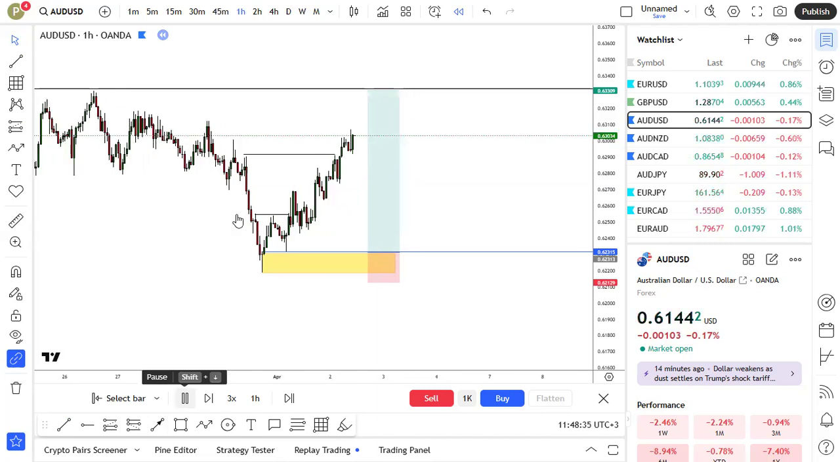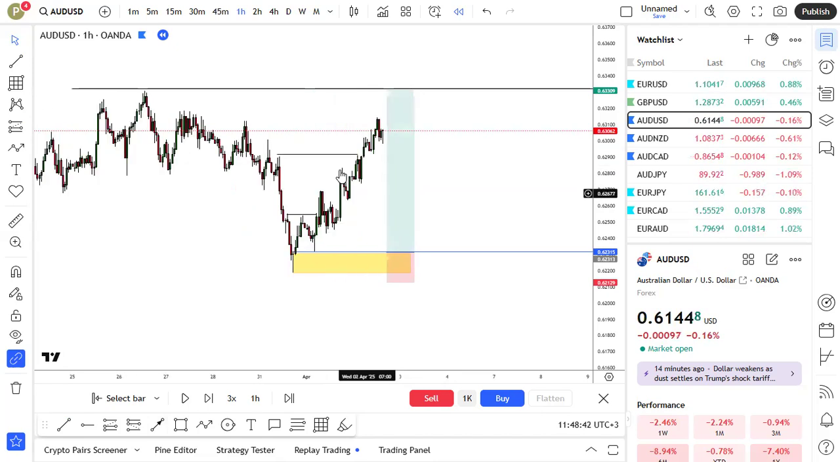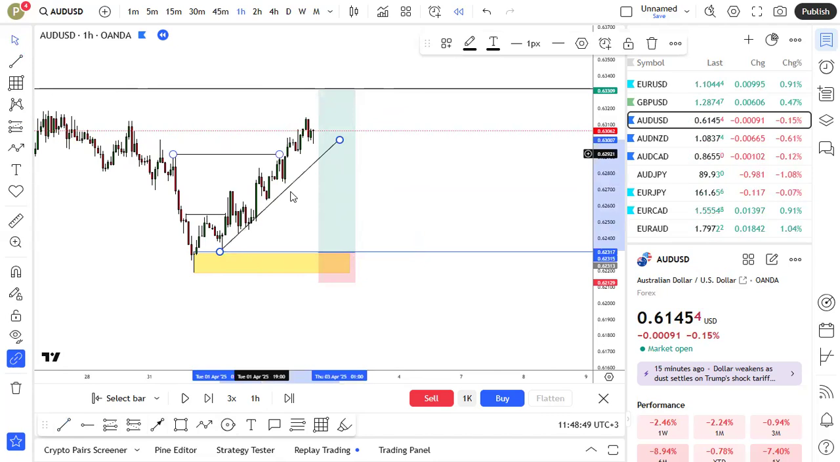You see, we already took that major market structure shift now, so it becomes a very good point for us to look forward for buys. And if you look here, I see a very good trend line down there. You see this? It's a trend line. Price is creating a trend line.